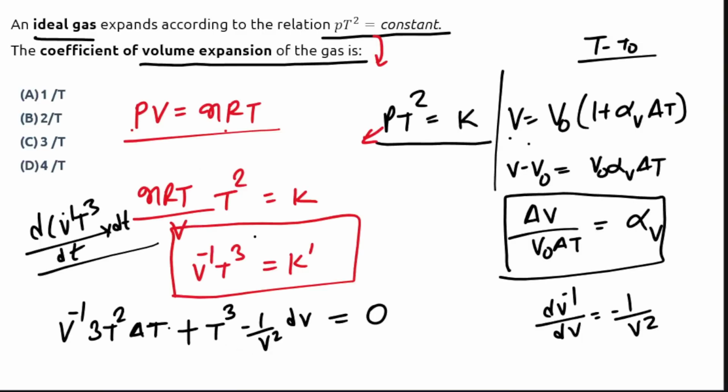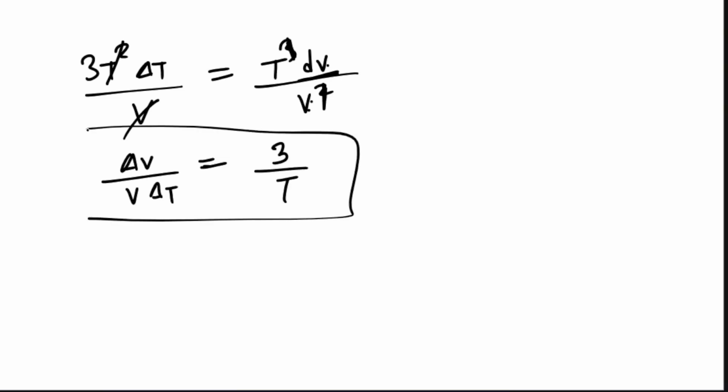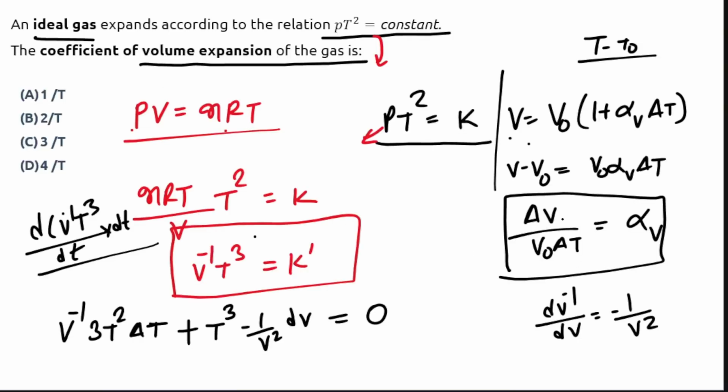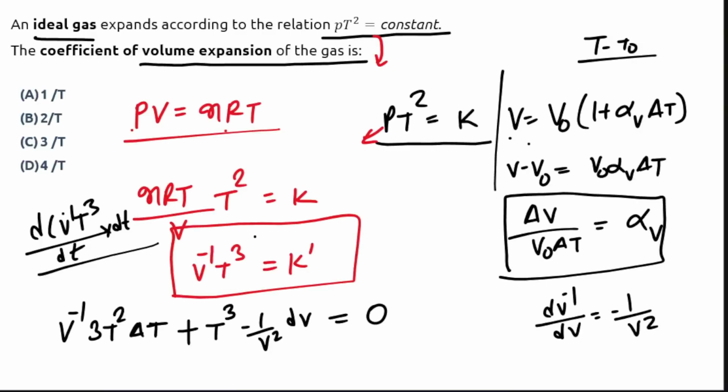Nothing else is there, right? So this is equal to how much? 3 by T basically, then delta V by V delta T. And delta V by V delta T is alpha V basically. So this is your expression, right? So 3 by T is what? This is your alpha V thing. Done it? So which one will be the correct answer? 3 by T. C is the correct answer.